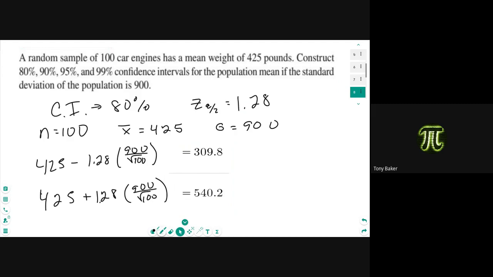I want you to do the exact same thing, except this time you're doing 95%. So everything stays the same except for what number? Yeah, the Z is going to change. And we're going to look at 95% for this one.